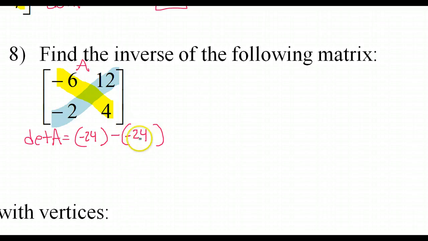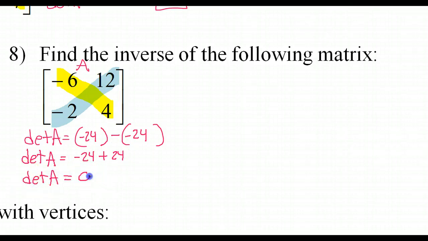Interesting. Of course, minus and negative is addition, so that means the determinant of matrix A is going to be negative 24 plus 24. Uh-oh. That means that the determinant of A is 0. What does that mean in terms of finding the inverse? Well, right away, that tells me that there will be no inverse. So that means A inverse is undefined.